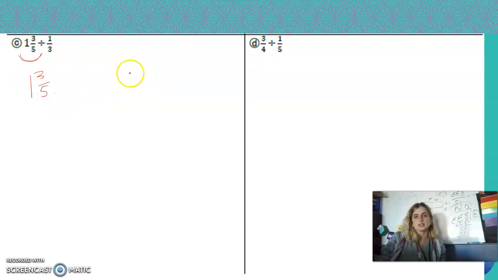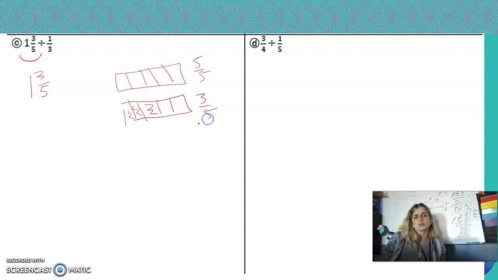Couple ways you can do it. You can say, okay, 1 whole in fifths is 5/5 plus another 3/5. Ooh, here we go. 1, 2, 3 of them. That's 3 more fifths, and 3/5 and 5/5 makes 8/5.